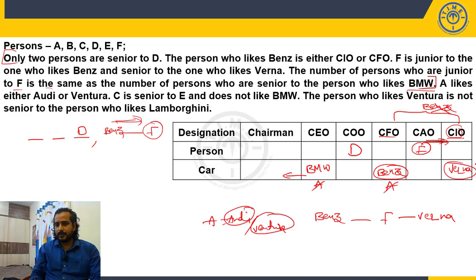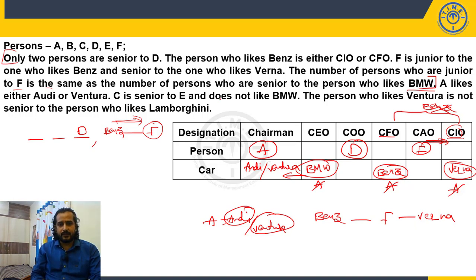No. A does not like Benz. A, Verna? No. A does not like Verna. So what is the only position? A will be chairman. And it is Audi or Ventura. So this will be my answer. So A, D, F, Audi or Ventura, BMW, Benz, Verna.